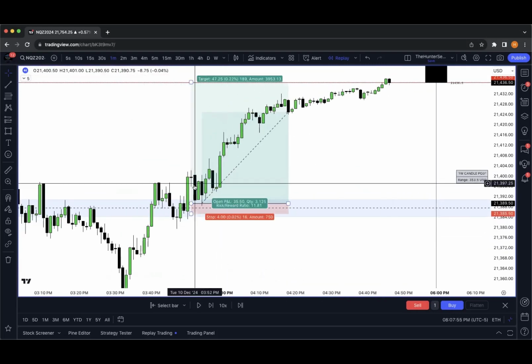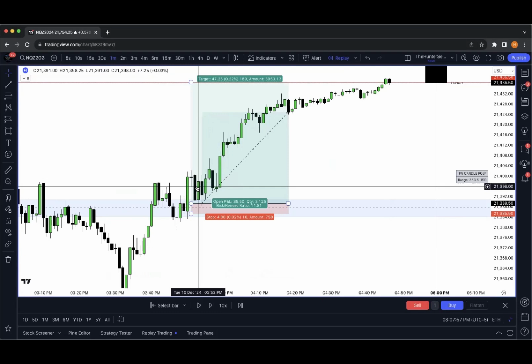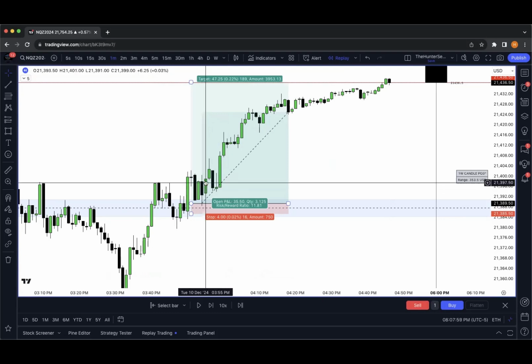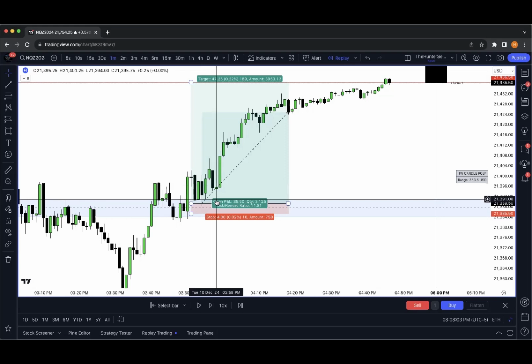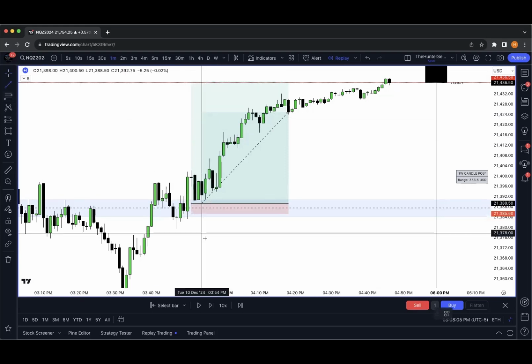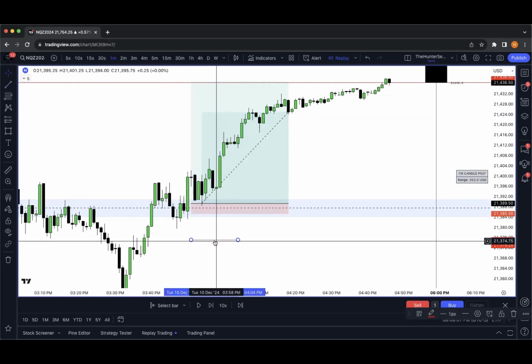Down close candle. When did it get closed above? Here? No. New down close candle. Did it get traded above? Yes, right there. Is this candle supported? Yes, it is. So once again, let's say this was my stop loss.